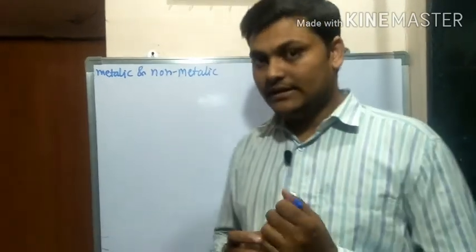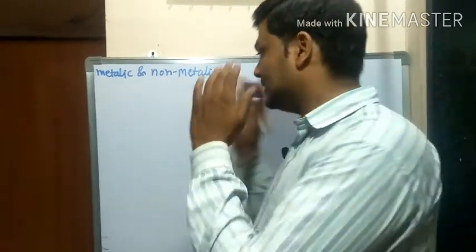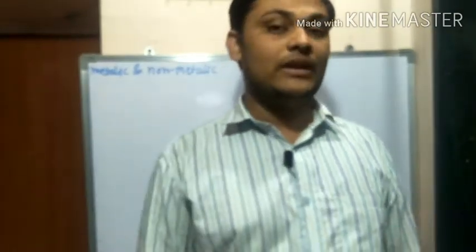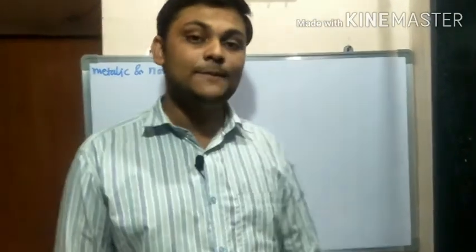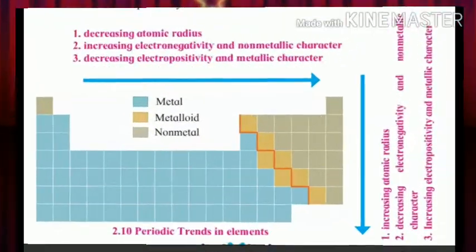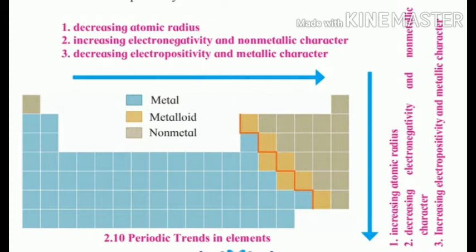I usually explain this concept on a board, but right now we are going to see these things in the form of a presentation. As you can see on the screen, you are able to see the periodic trends in the elements, in which the blue columns indicate metals, the grayish columns indicate non-metals, and the lines separating these two are considered metalloids.